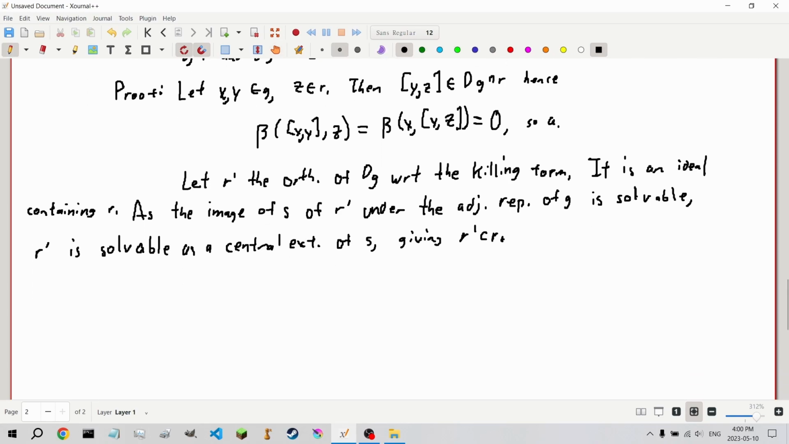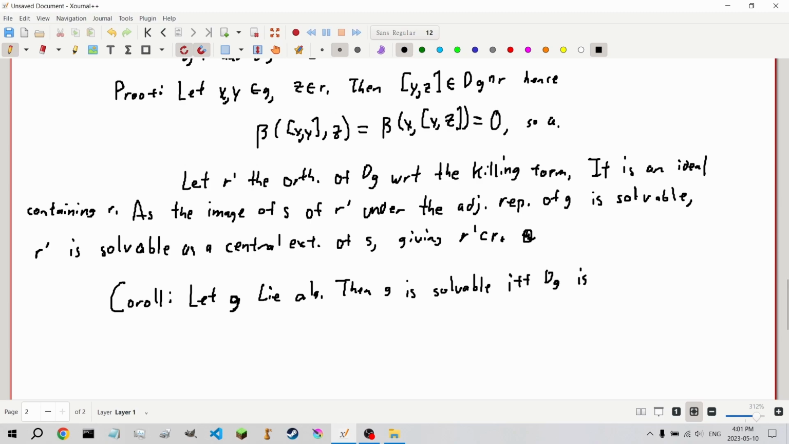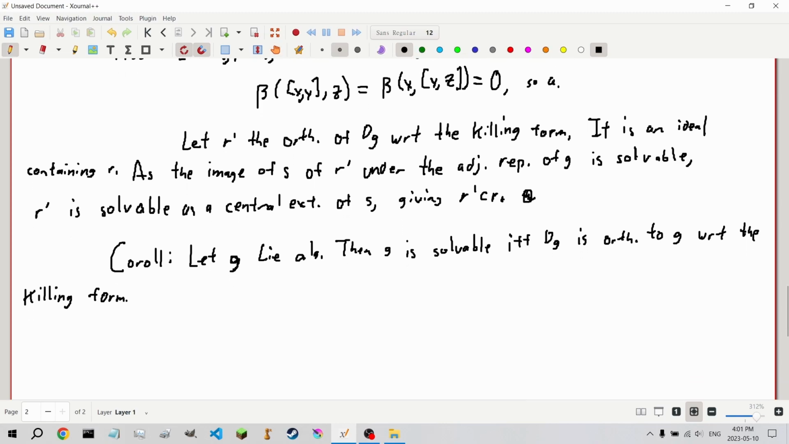We have some corollaries, as you do. Let G be a Lie algebra. Then G is solvable if and only if dg is orthogonal to G with respect to the killing form. And we've already proven this one above.